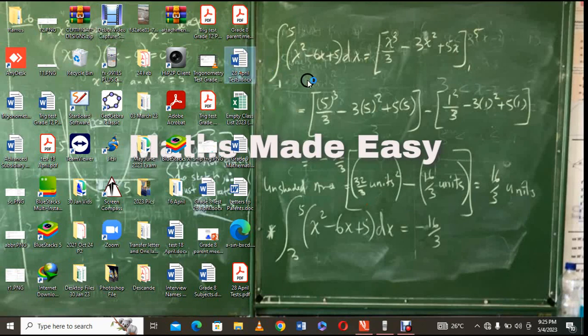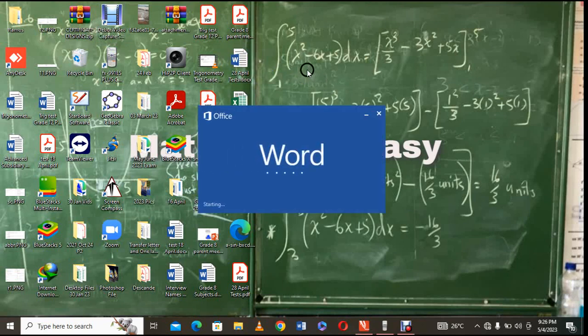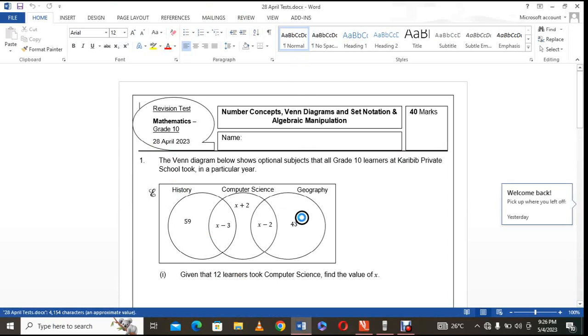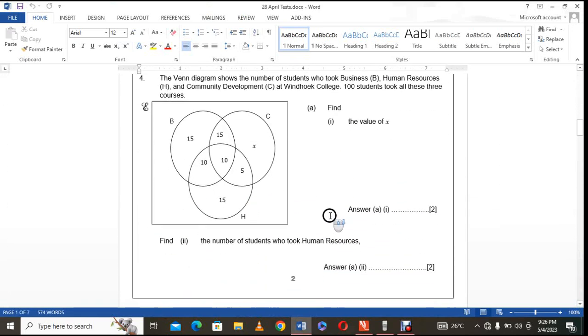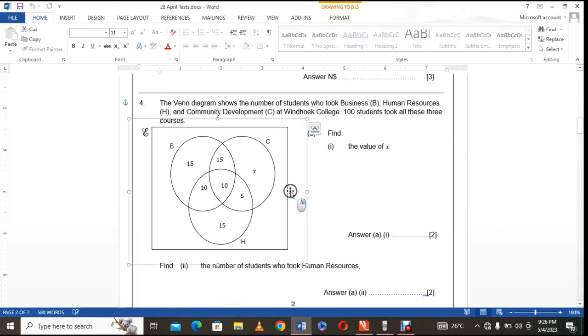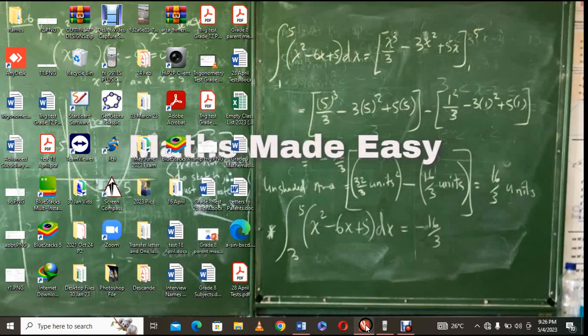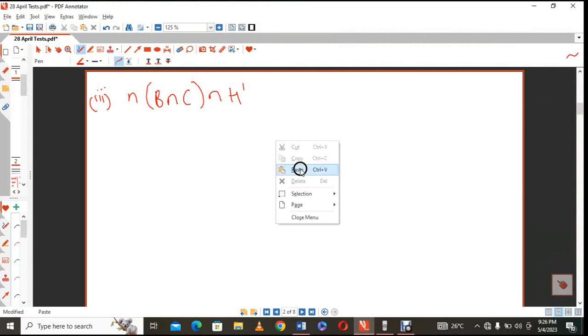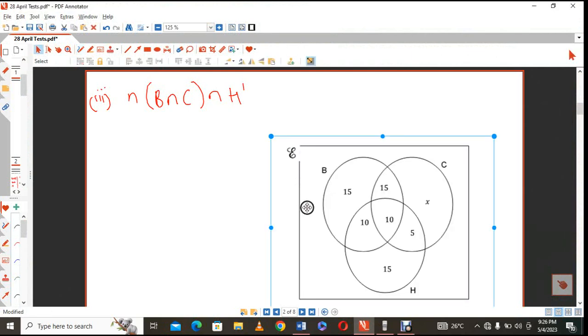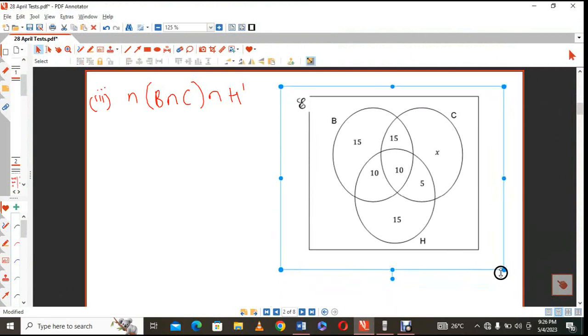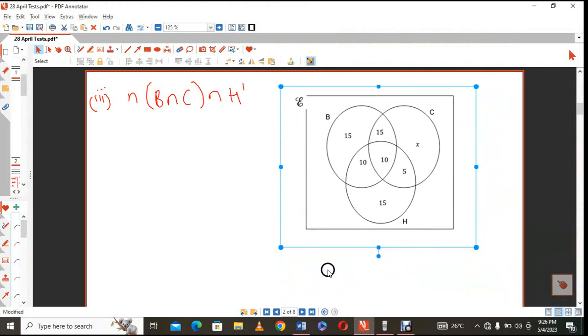The test I gave to the grade 10s. I like to work with the diagram there. So I'm going to grab the diagram, and I'm just going to paste it onto the document I'm working on. I'm going to paste it over here. Okay, so that brings us where I need to be.